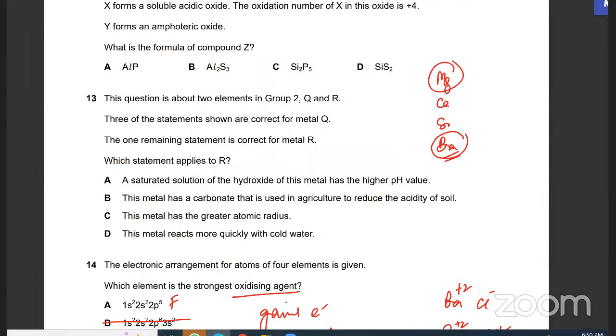Let's think of it as magnesium, right? So let's say this is barium. What about the other one? The metal has a carbonate that is used in agriculture to reduce the acidity. I mean, calcium, that one is calcium. The metal has the greater atomic radius: barium. So that's barium. And so instead of magnesium, I'm going to take it as calcium.